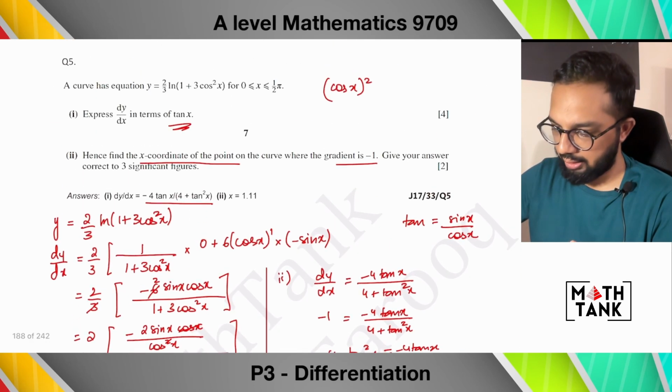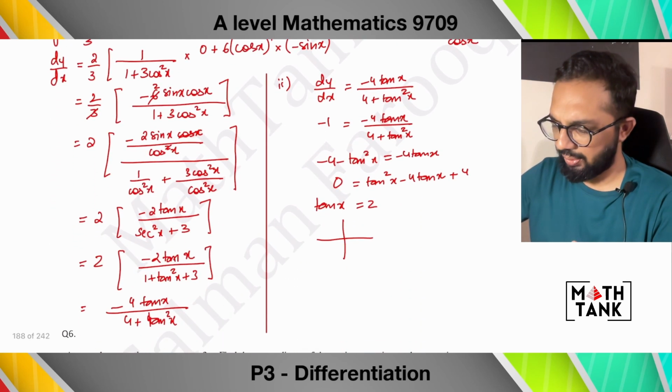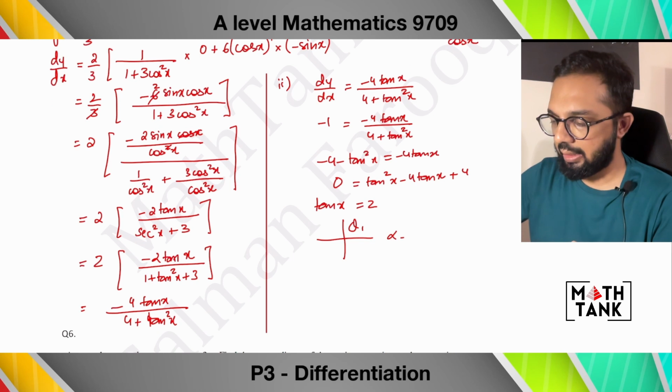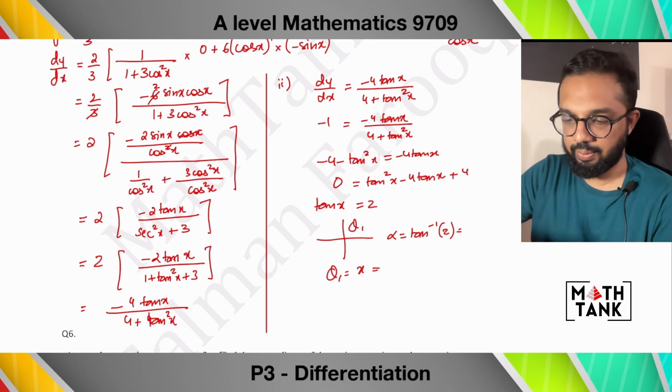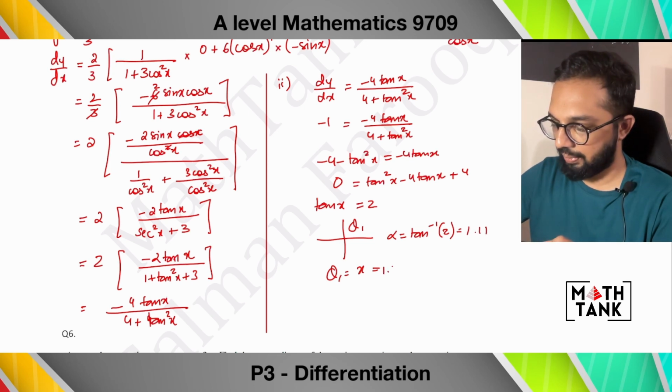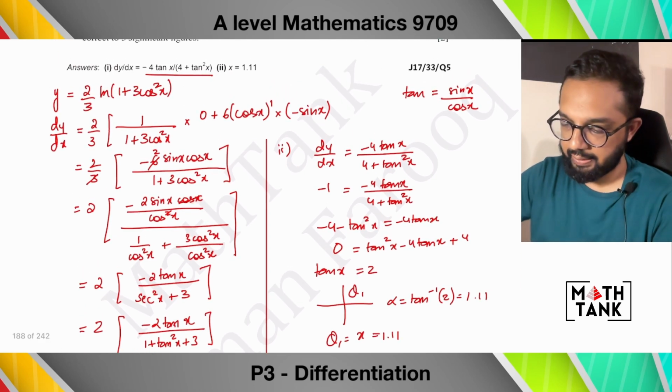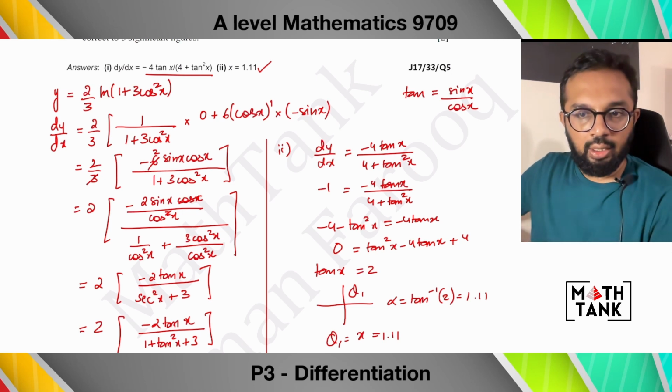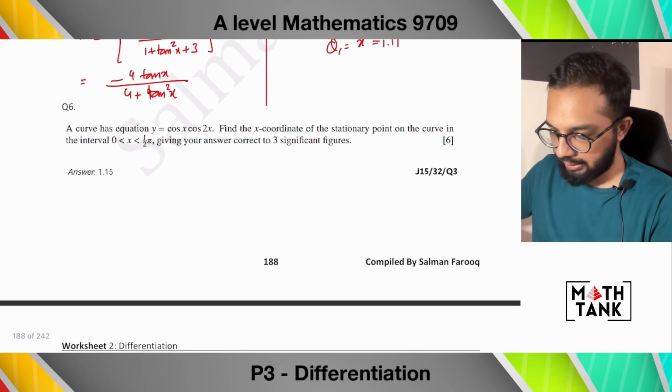I know that my x coordinate has to be in the first quadrant, so I don't really need to bother with a lot of things. I can just say that tan inverse of 2, quadrant 1, x equals whatever tan inverse of 2 is. So tan inverse of 2 is 1.11. Is that the correct answer? Yes, that is the correct answer. Okay, so 5 questions down. Let's look at the sixth one.